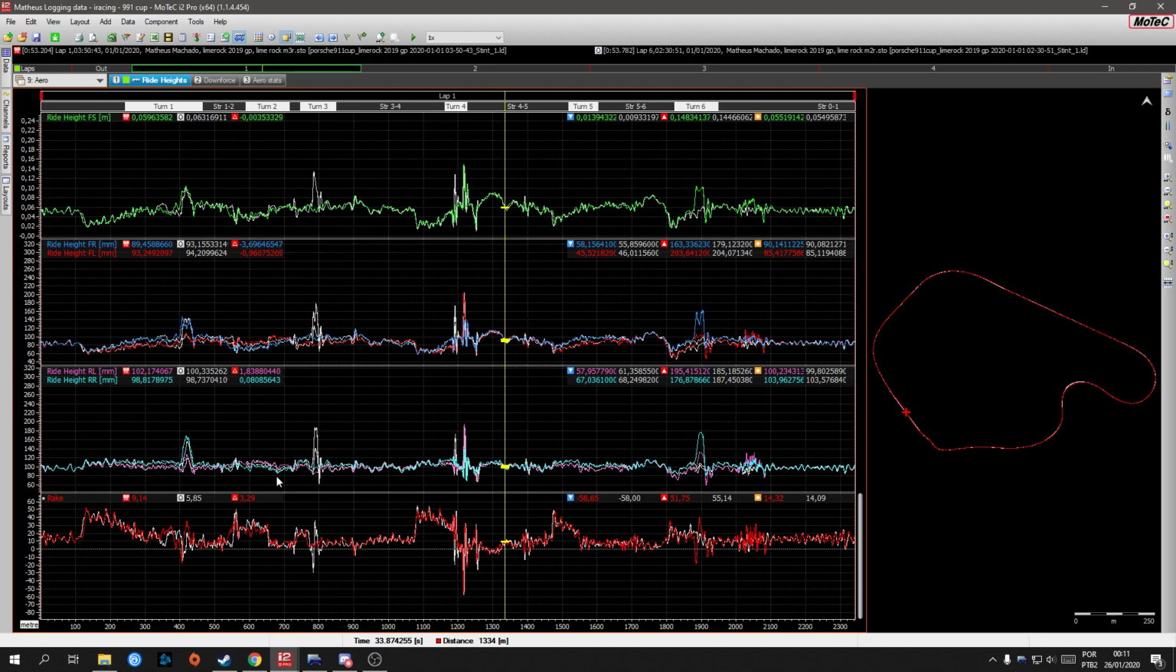So don't go changing a lot of things at the same time, and try to not make big steps in adjustments, or you are likely to fall into a deeper hole than you already are, because you're not going to find the operating window of the car.